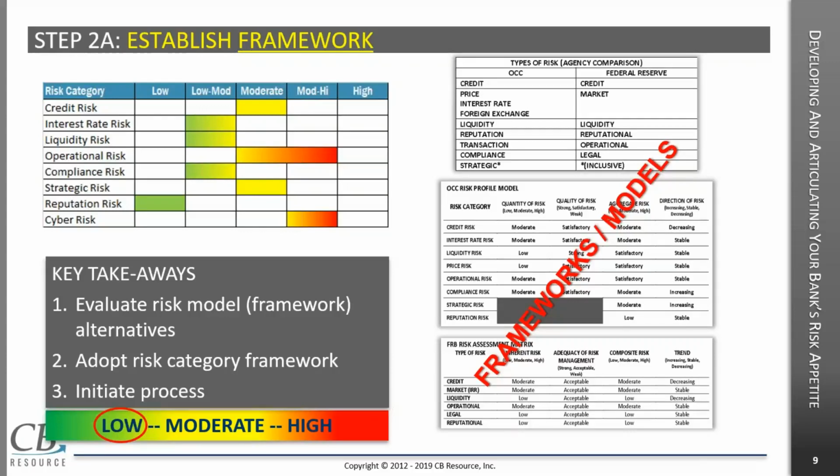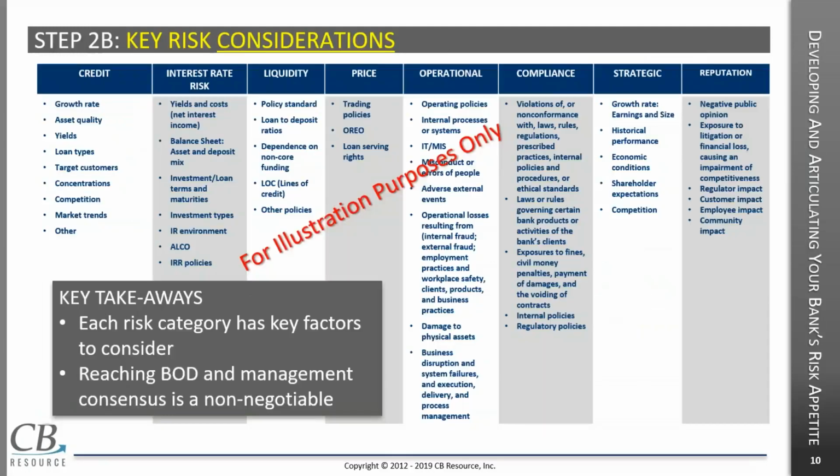But the first step in the process, as you're developing your heat map or your framework, is choosing a framework, right? And that gets you going. Now, once you've selected your framework, you move to evaluating key considerations, right? So the goal is to understand your bank's planned risk-taking characteristics under major categories.